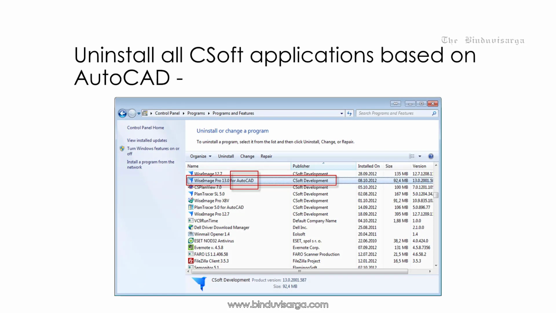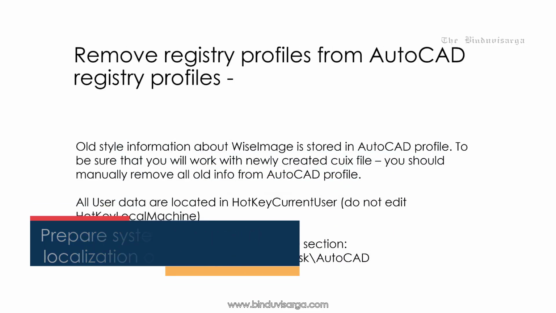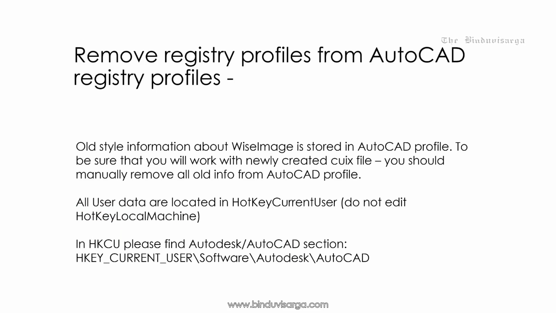So the first thing, you need to uninstall all CSoft applications based on AutoCAD. You can go to Control Panel and remove all the WiseImage for AutoCAD. Remove registry profiles from AutoCAD registry profiles. Old style information about WiseImage is stored in the AutoCAD profile. To be sure that you will work with a newly created CUIX file, you should manually remove all old information from the AutoCAD profile. All user data are located in HKEY_CURRENT_USER. Do not edit HKEY_LOCAL_MACHINE.